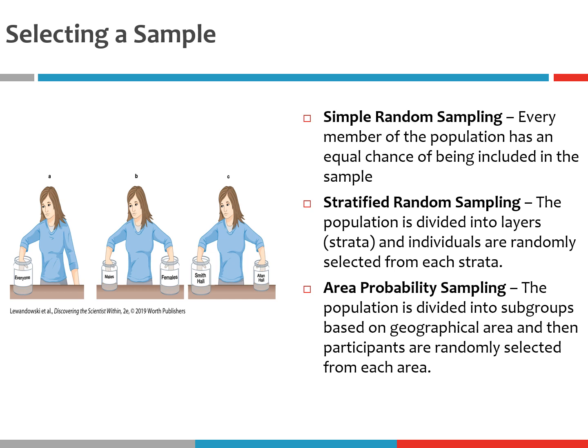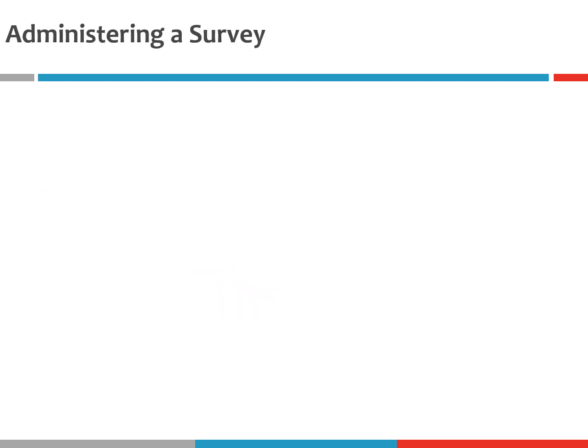It's very important. If you're using a simple random sample, replication is not as important because you know the sample is representative of the population because it's a simple random sample. So now you have your sample, you can administer the survey.